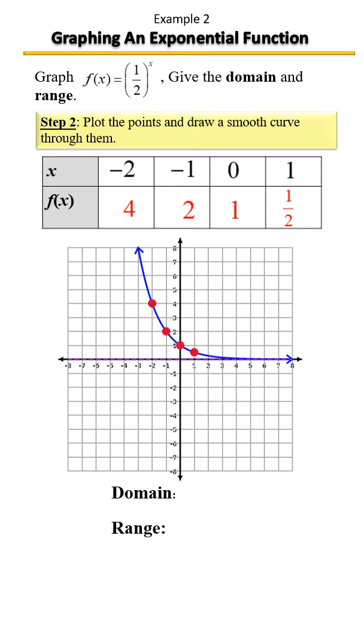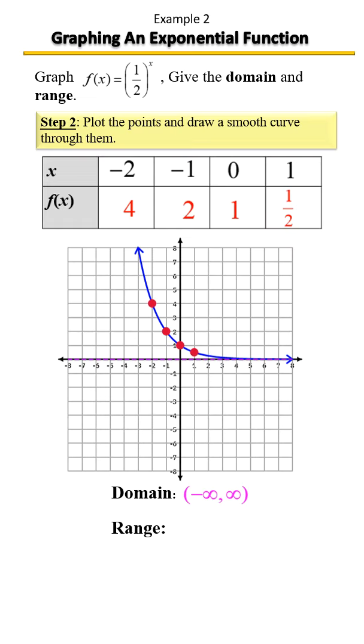Now let's find the domain and range. The domain: how far does our graph extend to the left and to the right? Well, if you take a look to the left, you have an arrow at the end. If we take a look to the right, we also have an arrow at that end. So that means that our graph is going to go from -infinity to +infinity.